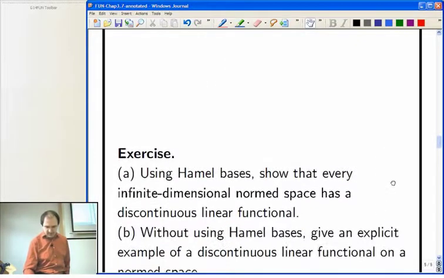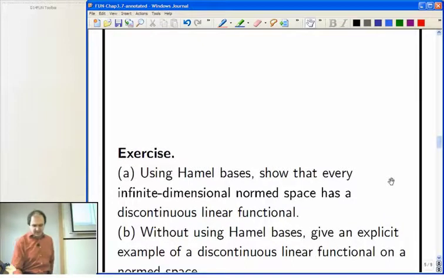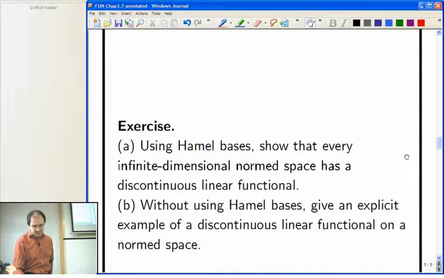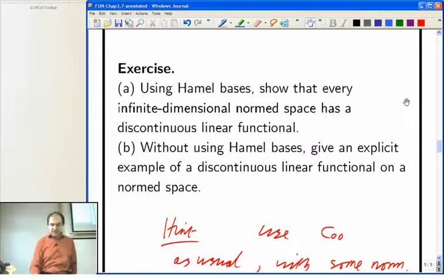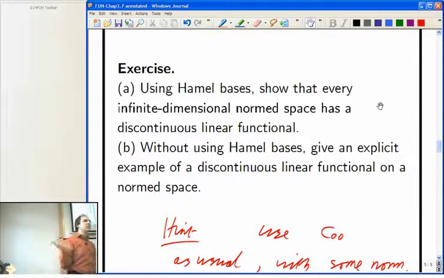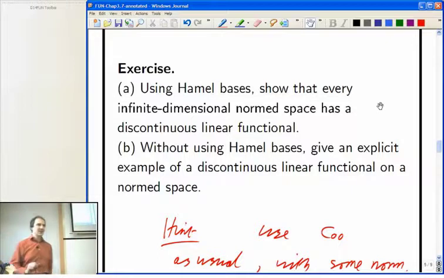And then I asked you to look at this exercise, which is also on a question sheet. The existence of discontinuous linear functionals, which you get from Hamel bases. Basically, you define it, first of all, on some countable dimensional subspace. Make sure it's discontinuous there. And then you define it however you like on the rest of the Hamel basis. And it's not going to get any less discontinuous than it was before.